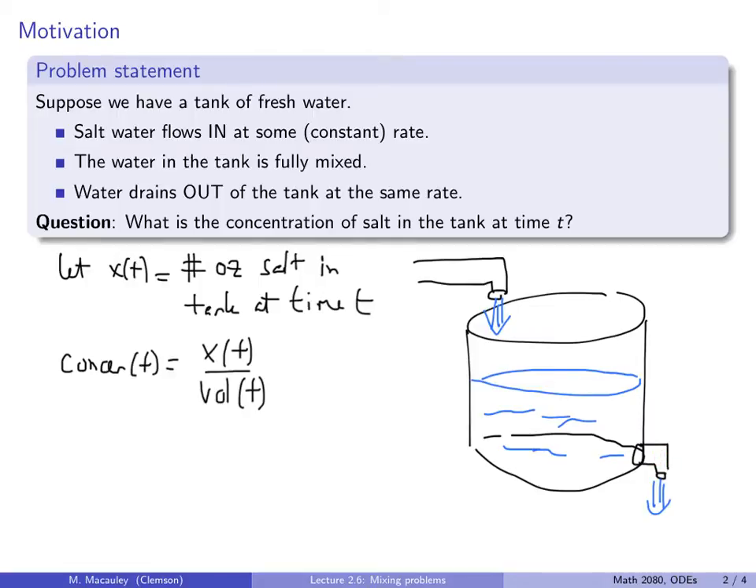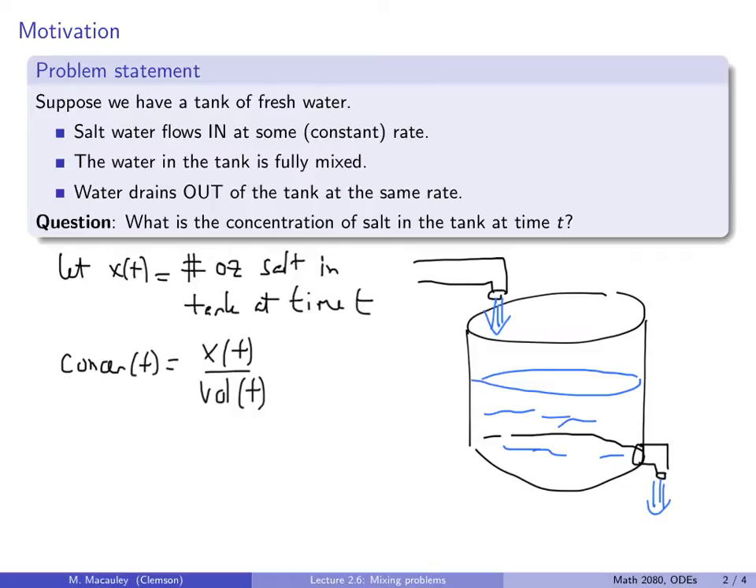Now, this is just an example problem statement. We can change a lot of these things. The rate in does not have to be constant. We don't need to start with a tank of fresh water; we can assume that we already have some sort of salt water. We're always going to assume that the water in the tank is fully mixed. That's one thing that's not going to change. But we don't have to assume that the water is draining out of the tank at the same rate. We'll see some more advanced problems where the tank is actually filling up or draining.